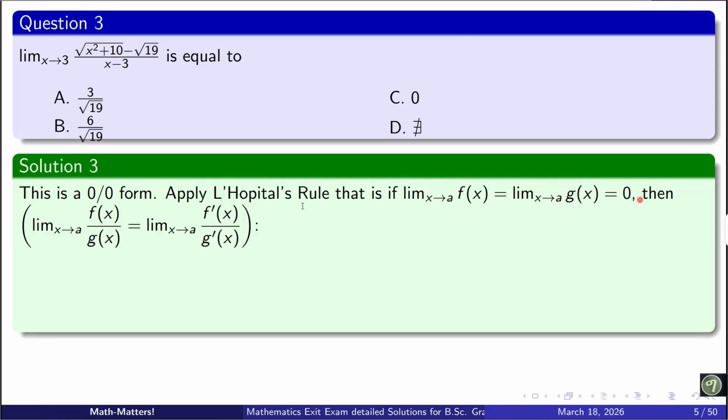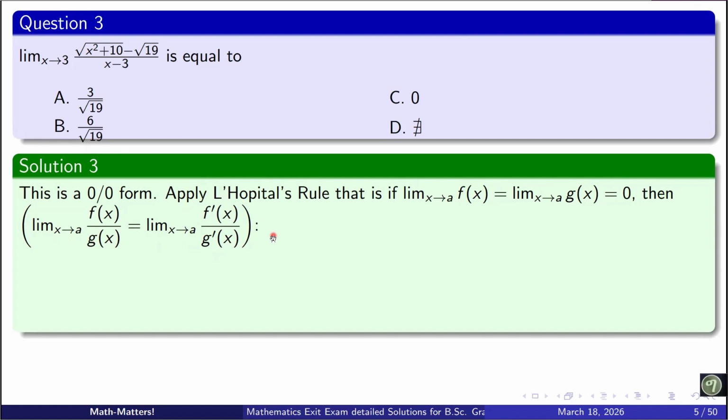If both are 0, then the limit of f of x over g of x will have an indeterminate form, that's simply 0 over 0. In this case, the limit of this fraction could be the same as the limit of the derivatives of the corresponding functions, that is f derivative of x over g derivative of x. So if the limit of this function exists, it could be directly taken as the limit of f of x over g of x whenever x approaches a.